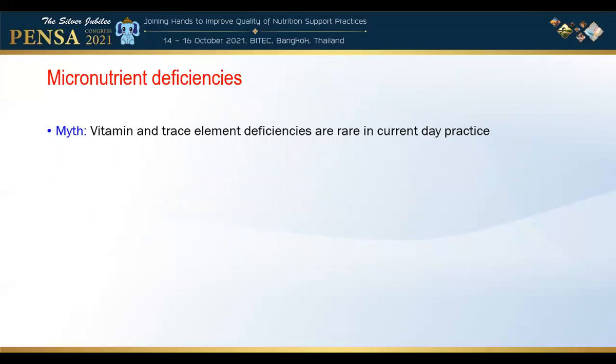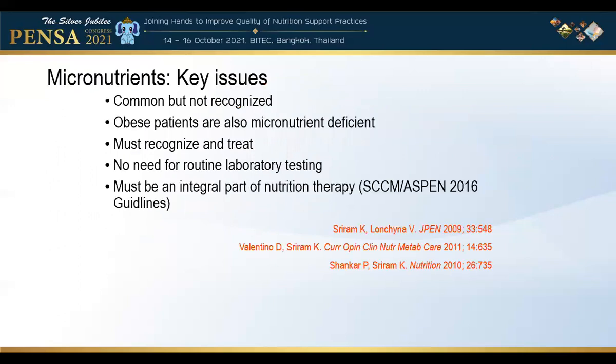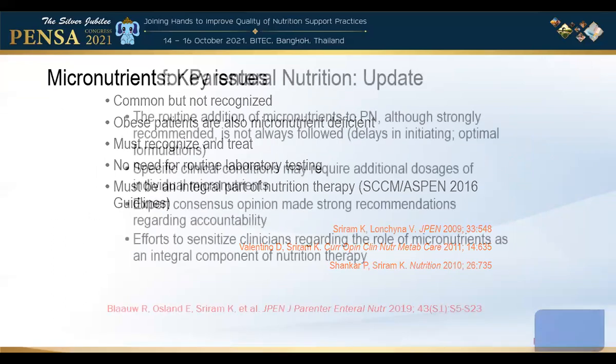Another myth that exists is that vitamin and trace element deficiencies are rare in current day practice and they are academic curiosities. No, not so at all. They are common but not recognized. Obese patients are also micronutrient deficient and you must recognize and treat. Routine lab testing is not used, and whether you use enteral or parenteral nutrition, you have to think about micronutrients as an integral part of therapy.